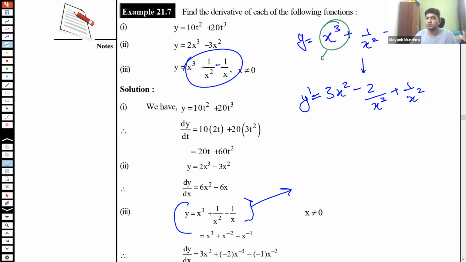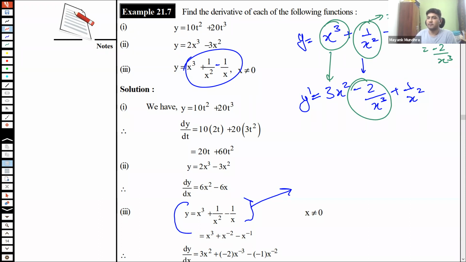So x cube differentiation is very easy, 3x square. 1 by x square can be written as x to power minus 2. So its differentiation becomes minus 2 times x to power minus 2 minus 1. So that is minus 2 times x to power minus 3. So that is minus 2 by x cube.